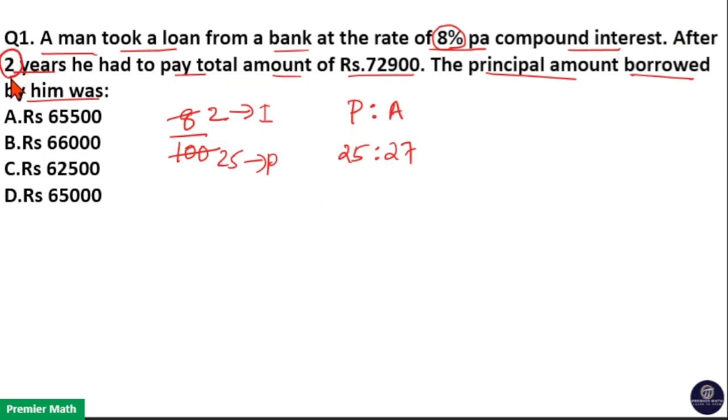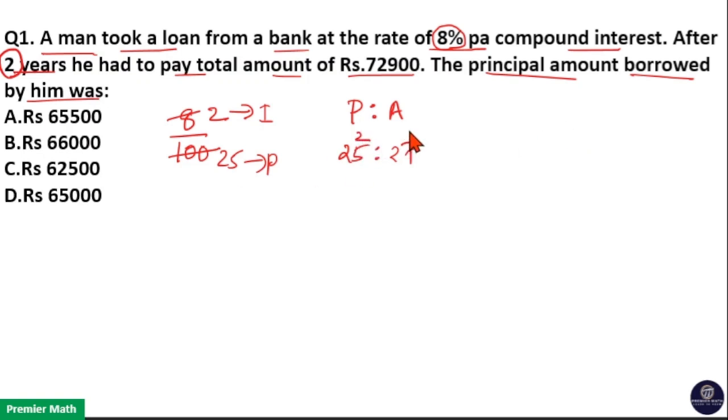Now, the time duration here is 2 years. Now, these parts are for 1 year. If you have 2 years, square it. Square principal and amount, that is 25 square and 27 square. If it is 3 years, then 25 cube is to 27 cube. If it is for 4 years, then 25 raised to 4, 27 raised to 4. If it is for 5 years, then 25 raised to 5, 27 raised to 5. So take that way. Now, here it is for 2 years.